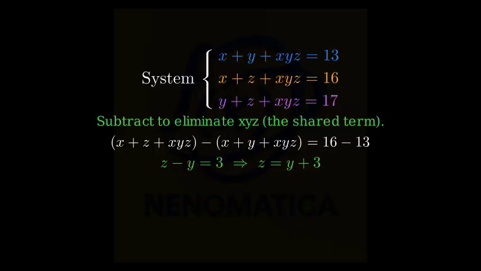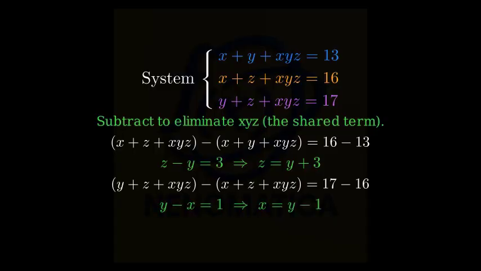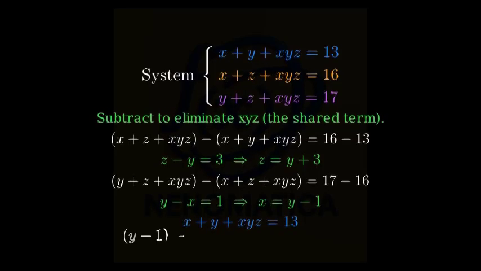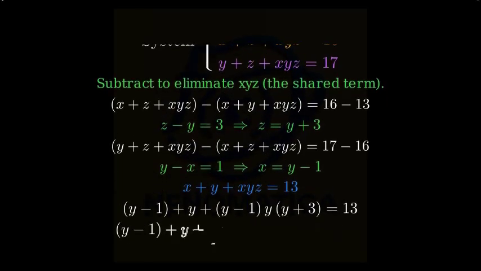Next, subtract the second equation from the third. Again, x, y, z cancels. We get y minus x equals 1. Therefore, x equals y minus 1. Now substitute x equals y minus 1 and z equals y plus 3 into the first equation. Expand the product carefully. Then simplify to a single cubic in y.